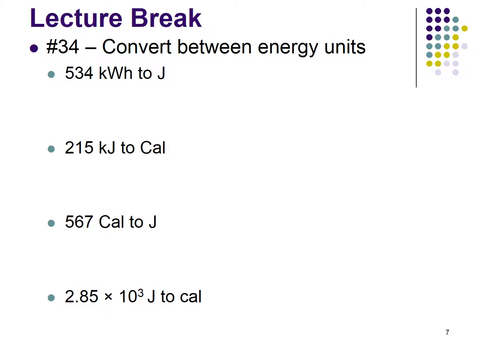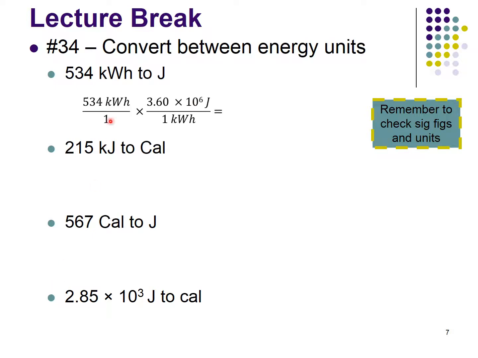So the first one is 534 kilowatt hours to joules. And we're going to make sure we're checking our significant figures and our units as we go through this. So here's my starting point. This is my conversion factor, which is directly from that table in the book. And we get 1.92 times 10 to the 9th joules. And again, 3 sig figs, so 3 for the answer. Next, 215 kilojoules to capital calories. 215 kilojoules, we convert that into joules, and then our joules can be converted into calories.